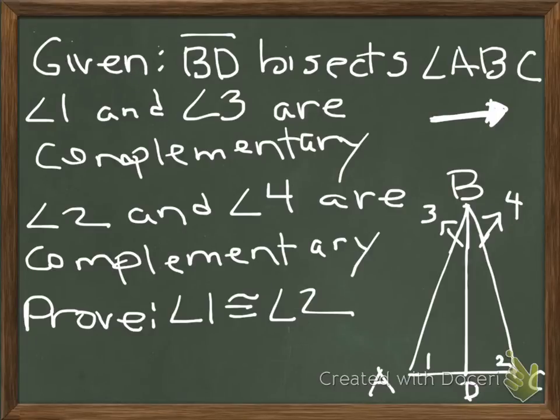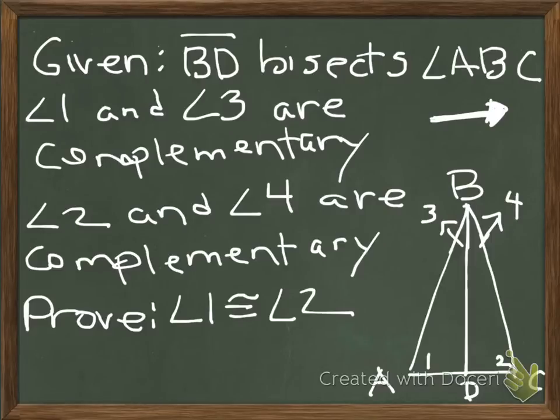Here we're going to prove another point. We're given that BD bisects angle ABC. So if a segment bisects an angle, that's going to make each angle on each side of the segment equal, or congruent. It also tells us that angle 1 and angle 3 are complementary, which means they need to add up to 90. So that makes them congruent. And then angles 2 and 4 are complementary, which they need to add up to 90, which makes them congruent.